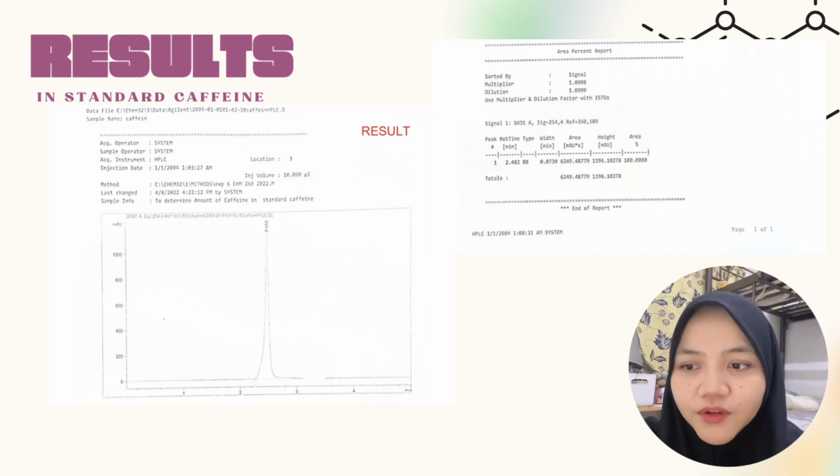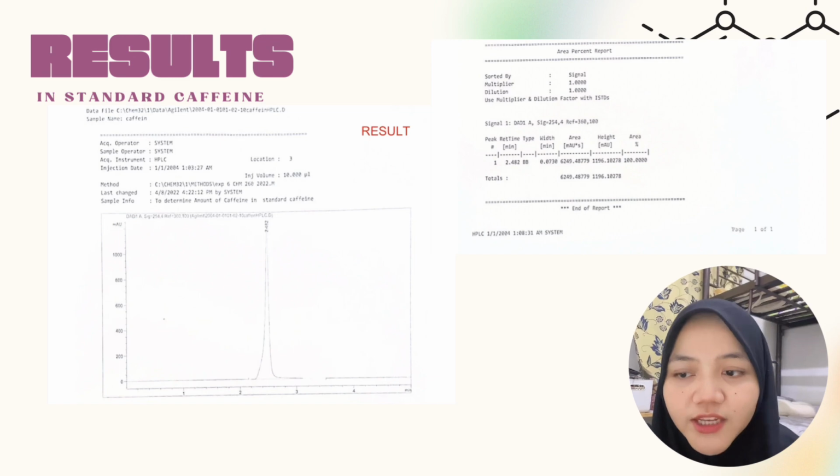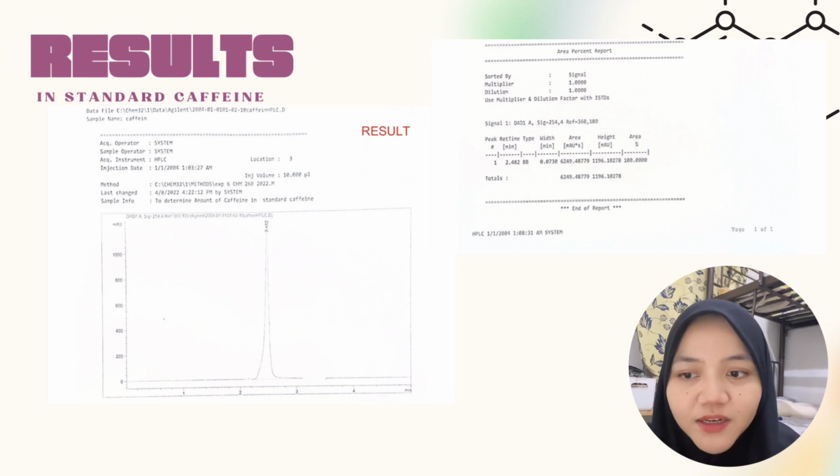Alright everyone, now I will explain the result for the standard caffeine solution. First, as you can see, the retention time for the standard caffeine solution is 2.482 minutes. Meanwhile, the peak area for the standard caffeine solution is 6249.5 full at 779 milliabsorbance unit per second, which is 100% of the total area. This chromatogram represents the pure caffeine standard used as a reference to identify and quantify caffeine in other samples.